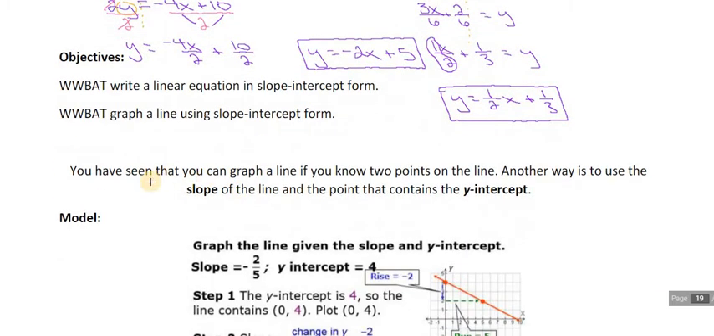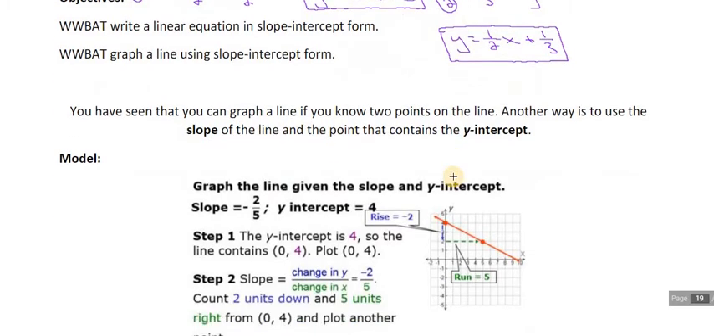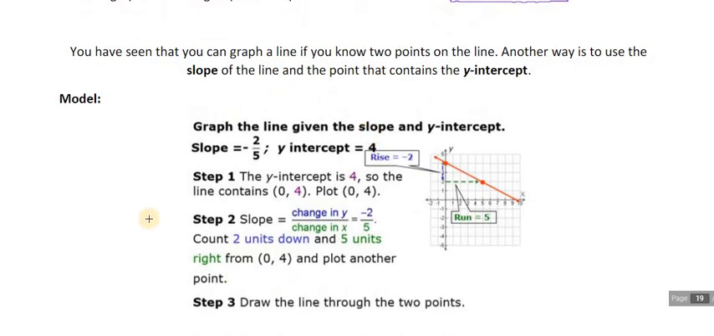All right, so we have seen that we can graph a line if we know 2 points on the line. We graphed already using x and y intercepts. Another way is to use the slope of the line and the point that contains the y-intercept. Therefore, it's called slope-intercept form. So here's a model that says graph the line given the slope and y-intercept.